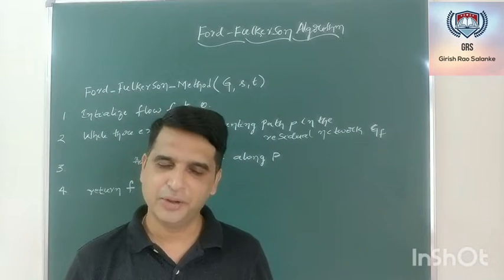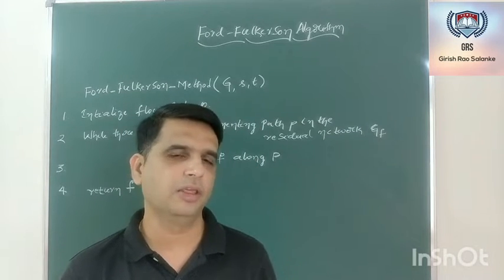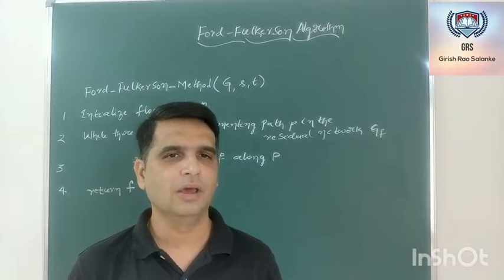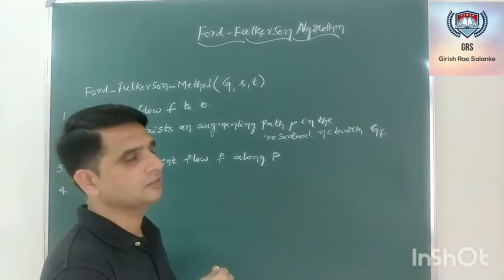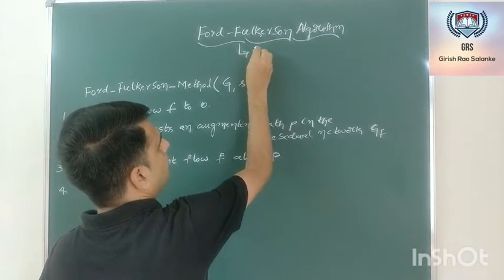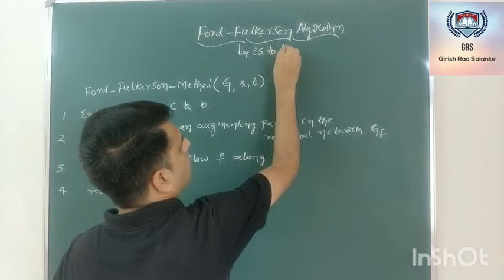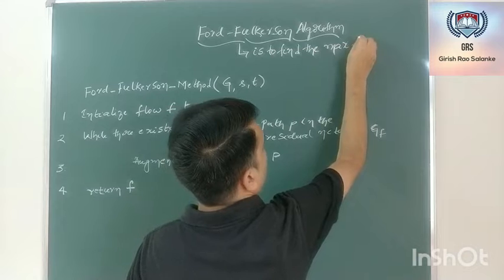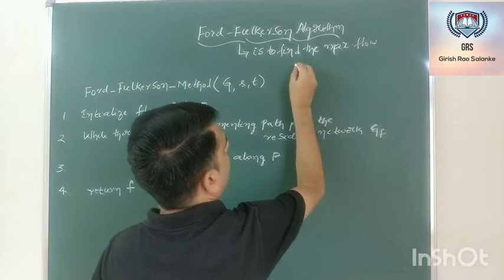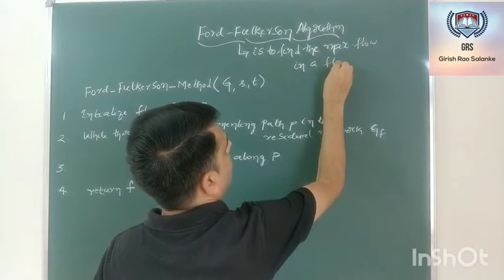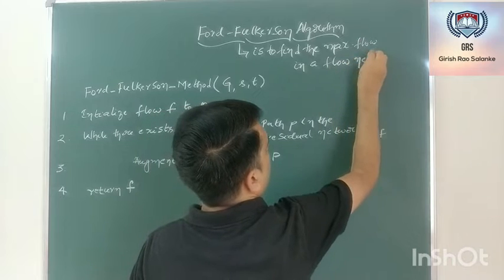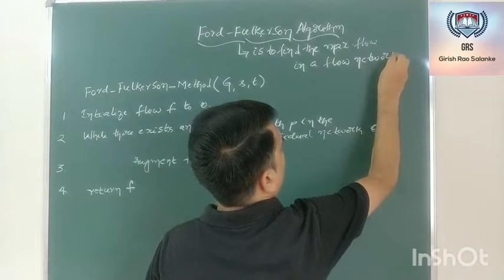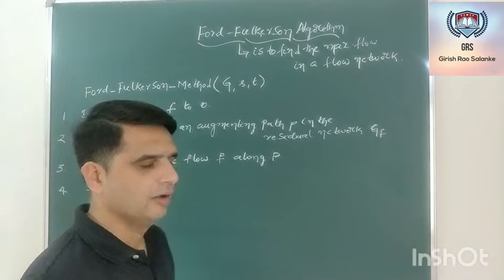Hello everyone. In today's video, we are going to discuss the Ford Fulkerson algorithm. Note that the objective of the Ford Fulkerson algorithm is to find the max flow, the maximum flow in a flow network.